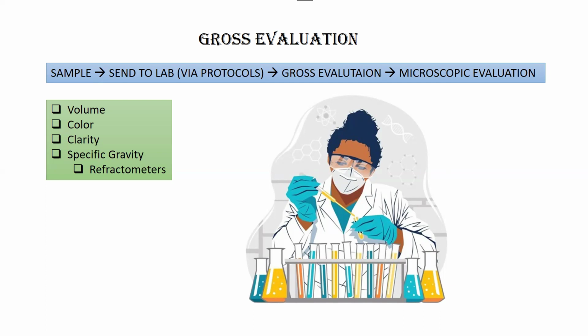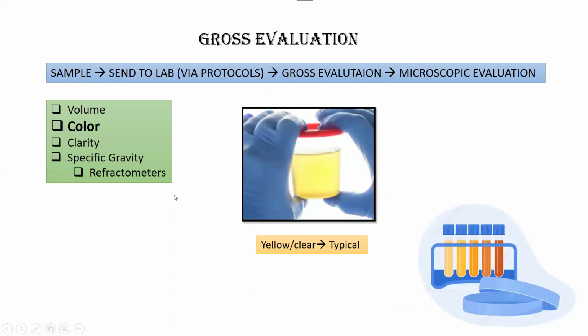But if it has a cloudy appearance, it may mean many factors, like it may have increased urine specific gravity, it may be dusty or anything like that. Then we check the specific gravity. Specific gravity is checked by refractometers. So these are some points we keep in mind during gross evaluation. Next we are going to talk about the color in detail, because it is an important one.